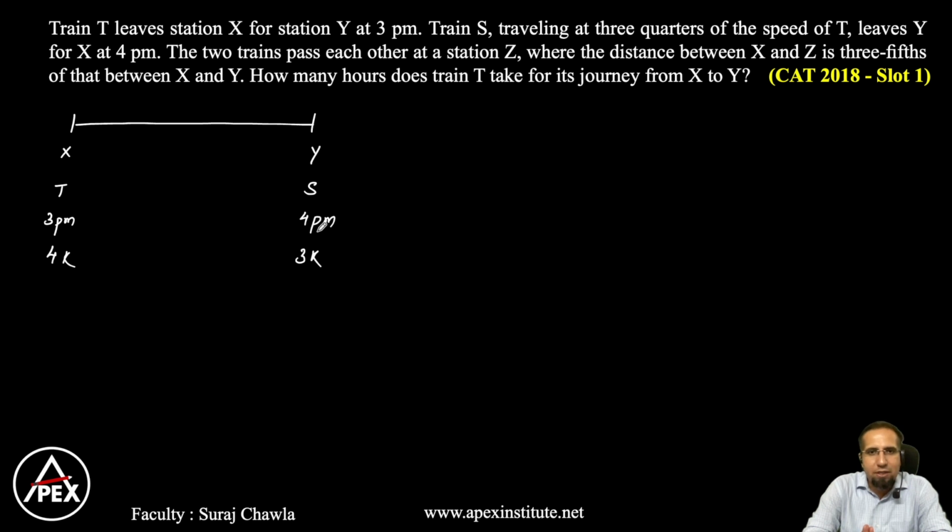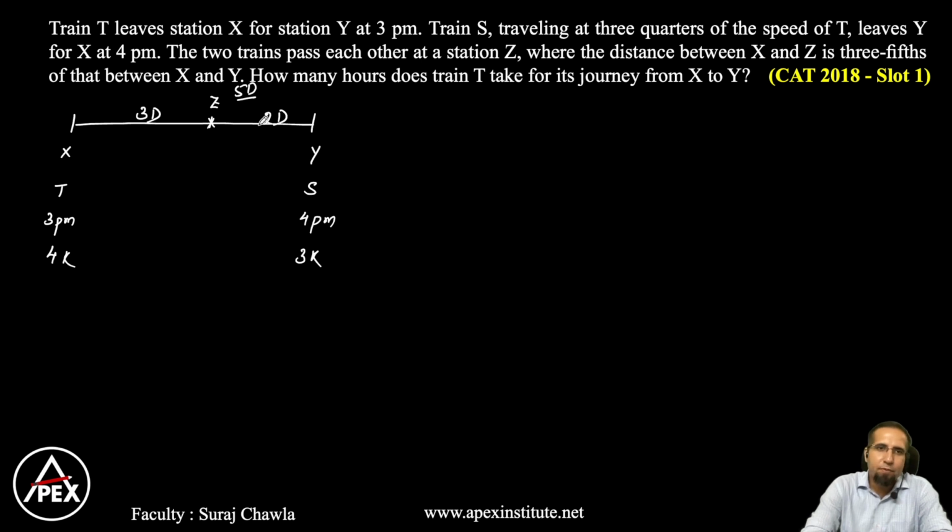Two trains pass each other at station Z. So when they cross each other, let's say this point is station Z, where the distance between X and Z is 3/5 of the distance between X and Y. Now let me assume the distance between X and Y is 5d. So XZ is 3/5, that becomes 3d, and this part ZY becomes 2d.